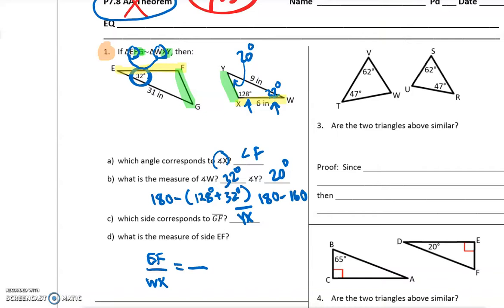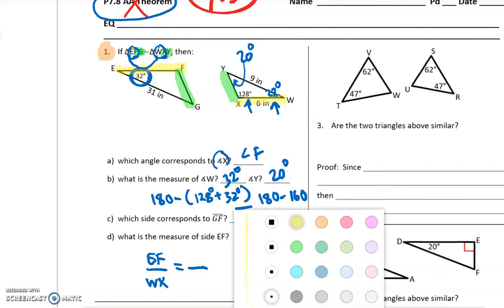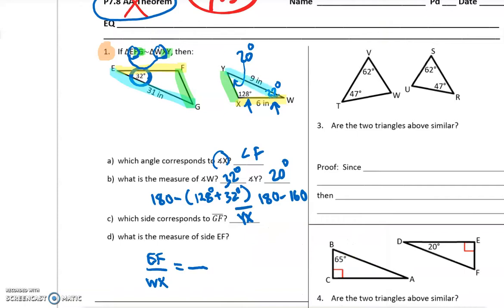We already know that YX and FG correspond, which means the last two remaining sides, EG and YW, must correspond. And you can see that we know the measurement of EG. It's 31 and YW is 9. So that's our ratio that we want to use. We want to say that EF over WX is in proportion, or equal, to EG over YW.